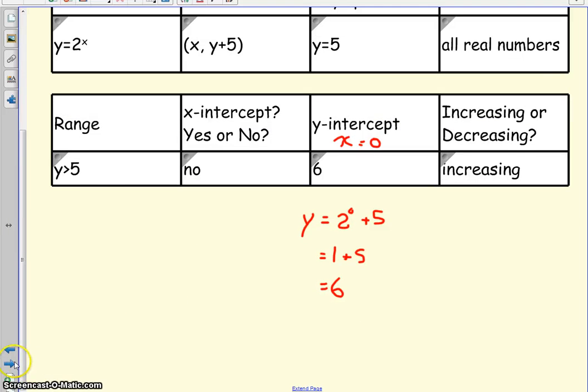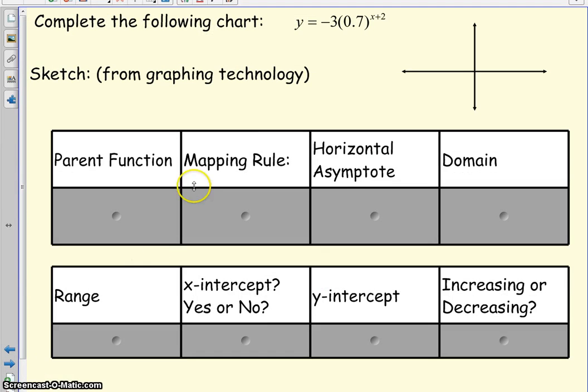What I'd like you to do first, though, is try and complete this chart. Here's another equation: y equals negative 3 times 0.7 to the exponent of x, plus 2. Try running this through Desmos, see what you can get, and we'll run through the solutions together in part 2 of the videos. So we'll see you over there.